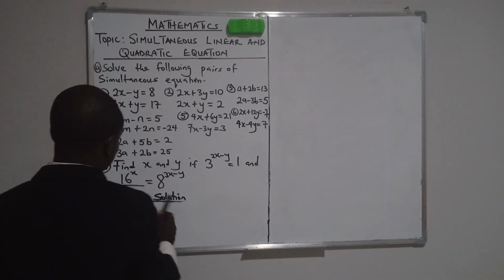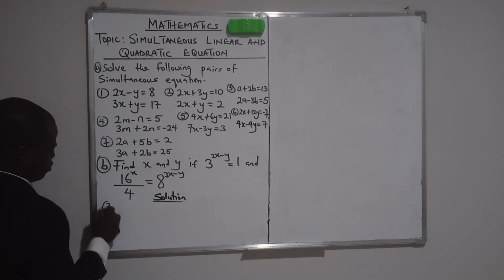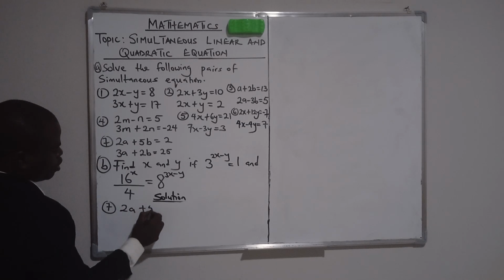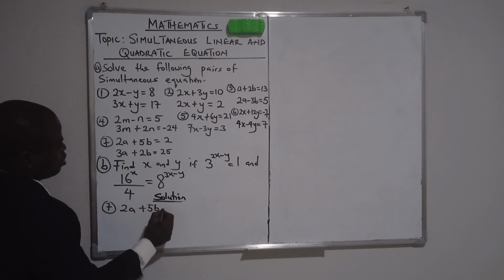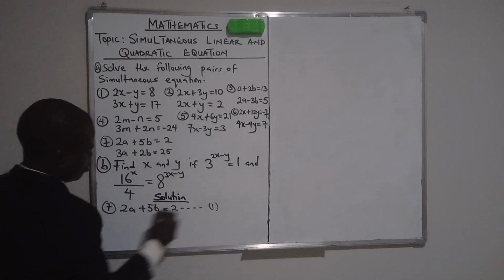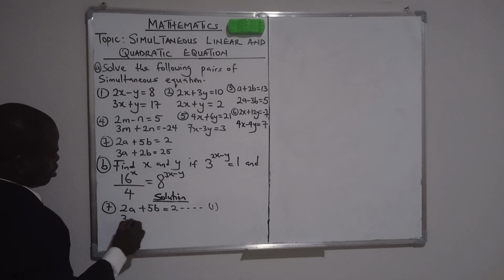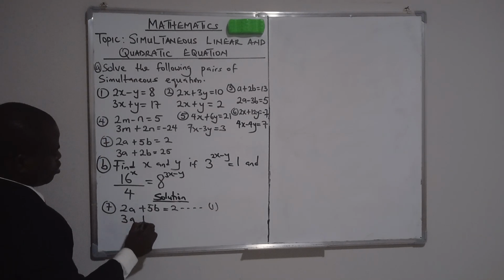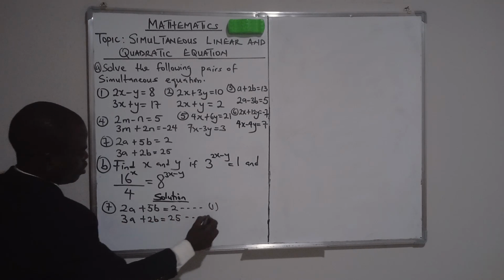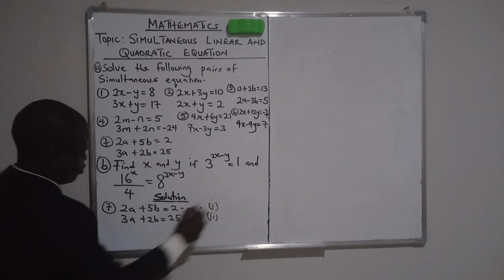Now, question 7, we are having 2a plus 5b equals to 2, equation 1. We are having 3a plus 2b equals to 25, equation 2.